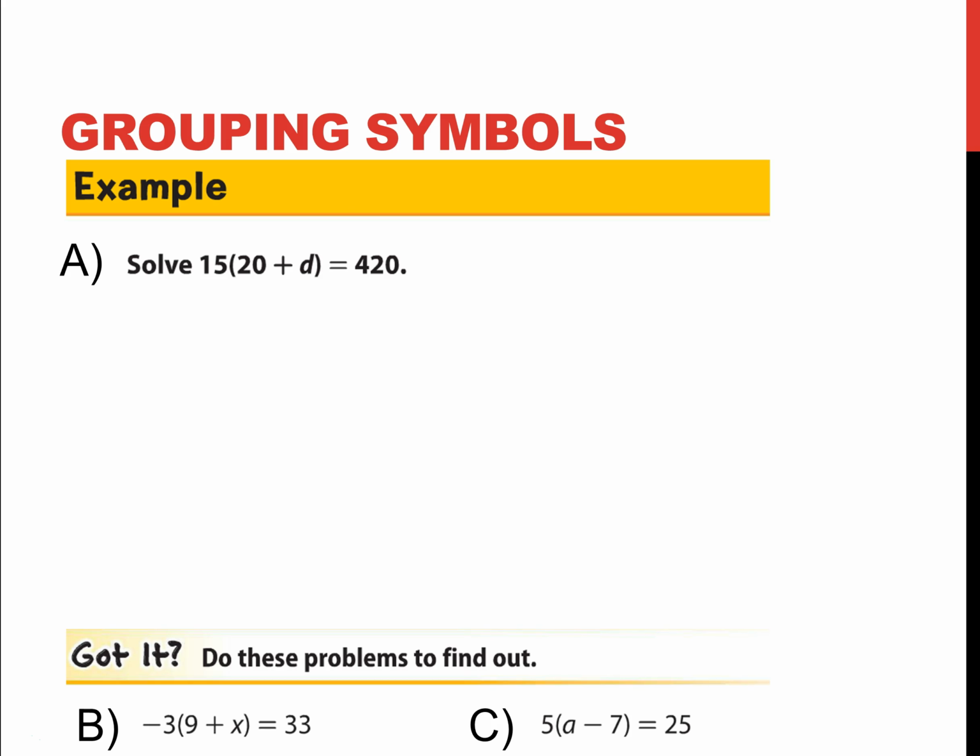All right, so for example A, I'm asked to solve 15 times the quantity 20 plus d equals 420. Or said another way, 15(20 + d) = 420. The key thing with this problem is seeing that a number outside of a variable is distribution. So I'm going to distribute the 15. 15 times 20 is 300, and 15 times d is 15d. Okay, now I have a two-step equation.